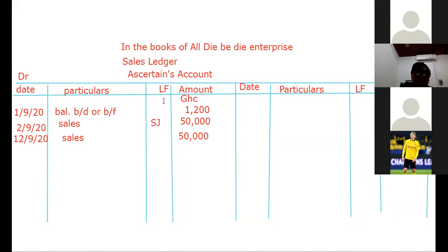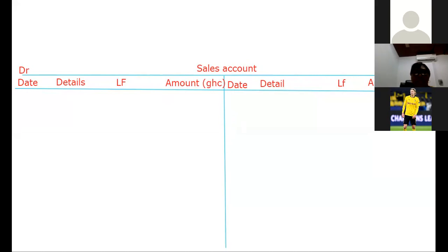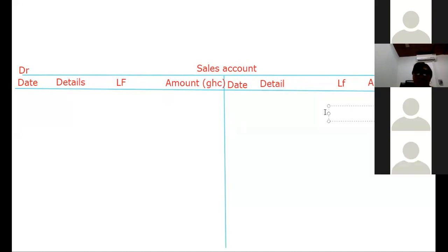So quickly, what else? What are we supposed to move to the sales account? Ascertain. Okay, so we can move Ascertain to the sales account, but we could also move the total to the sales account. Do you recall that? Yes. For purposes of now, because we are treating it from the journals to the ledgers, I will do as I have taught you on the slides so that you don't get confused.